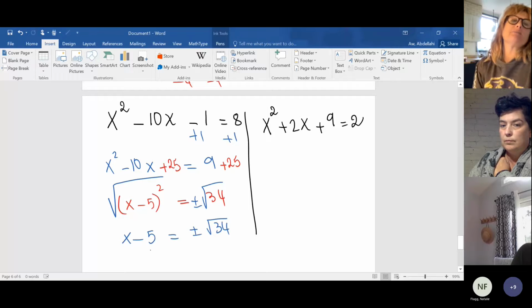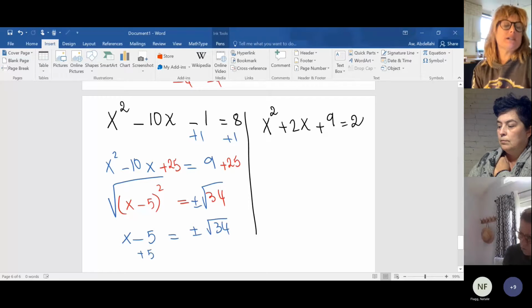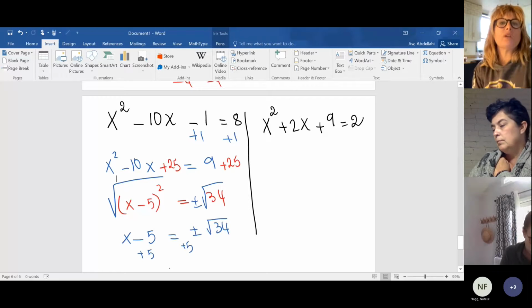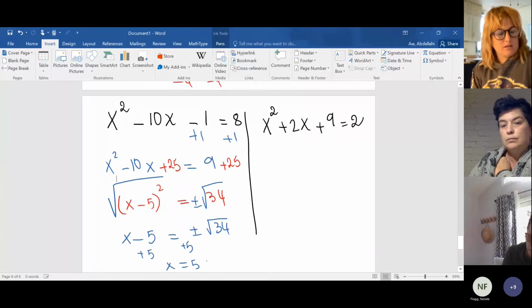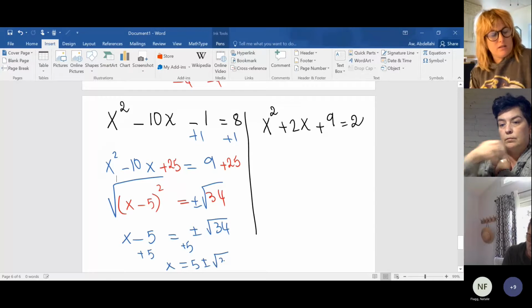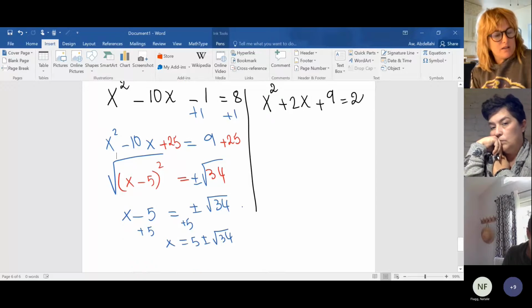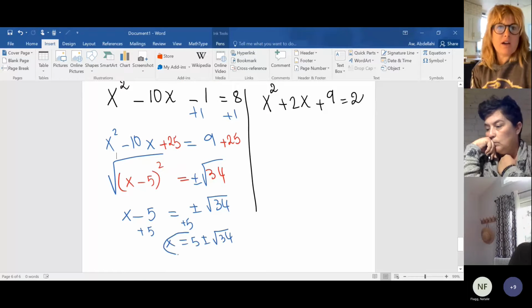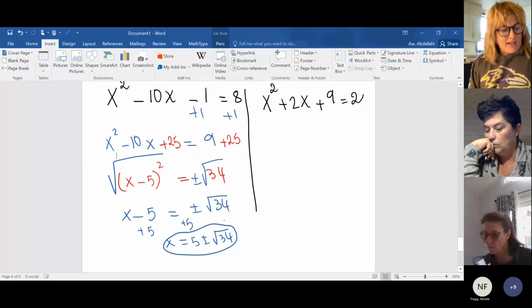Then to get x by itself, we add 5 to both sides. So x equals 5 plus or minus the square root of 34. That is absolutely correct. These are the steps that we need to solve this one.